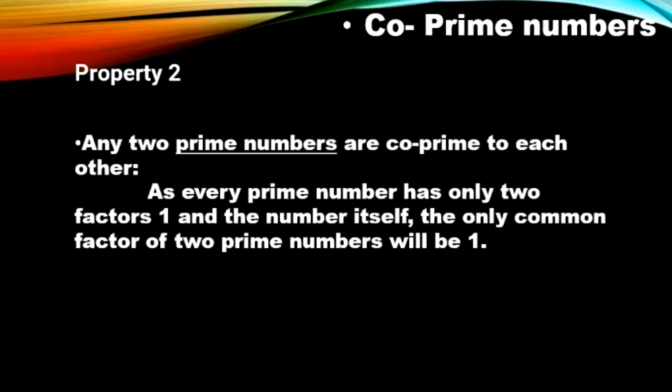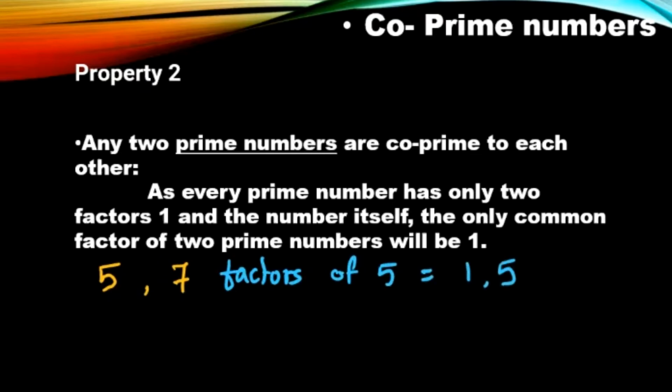Now we will see property number 2. Any two prime numbers are co-prime to each other. Let us consider two prime numbers, that is 5 and 7. To check whether they are co-prime, we have to consider the factors of 5. As 5 is a prime number, the factors are 1 and 5 only.